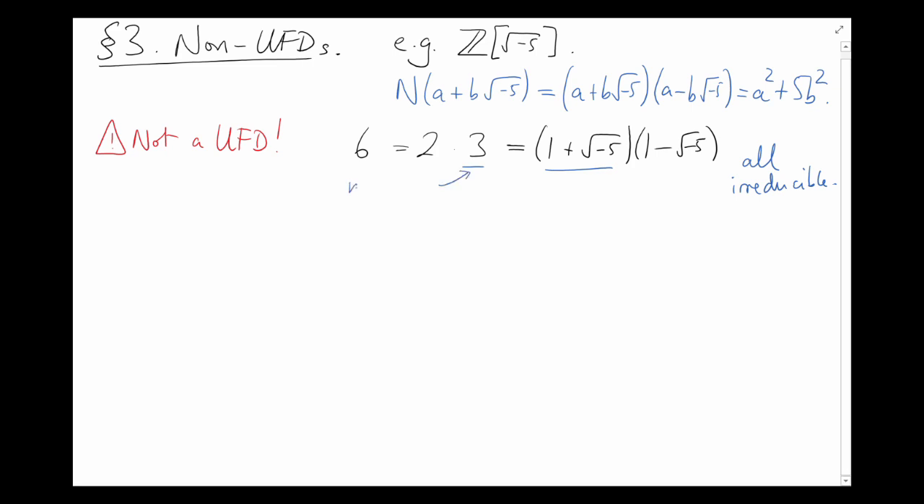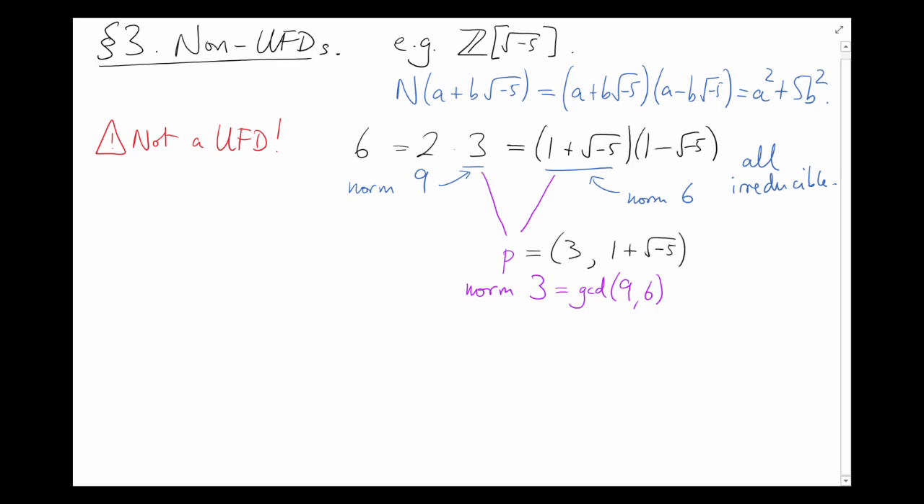Since 3 has norm 9, and 1 plus root minus 5 has norm 6, we wanted their shared prime ideal to have norm 3, the greatest common divisor of 9 and 6. And it turned out that their ideal sum, (3, 1 plus root minus 5), was exactly what we were looking for. So this non-principal ideal must be one of the prime ideals dividing the ideal (3). The other one is given by swapping this plus sign for a minus sign: (3, 1 plus root minus 5) and (3, 1 minus root minus 5), corresponding to the two embeddings.